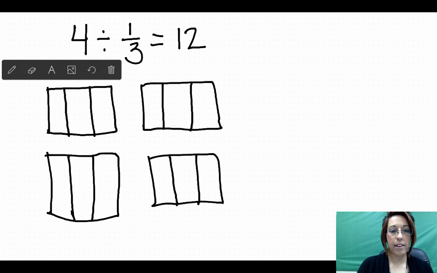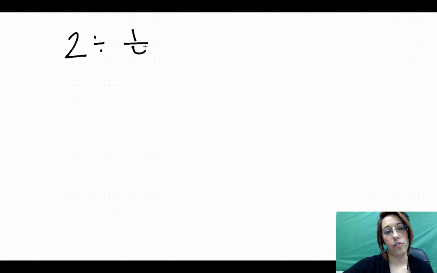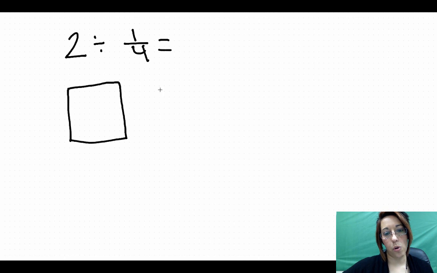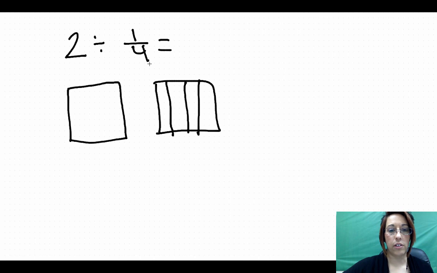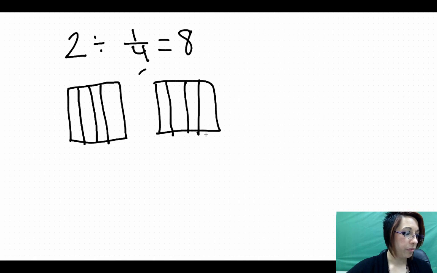Look at another practice here. 2 divided by 1/4. So we make 2 wholes. Each of those wholes would be divided into 4 sections because that is our denominator of the fraction. Okay, and we have 4, 8 as our answer.